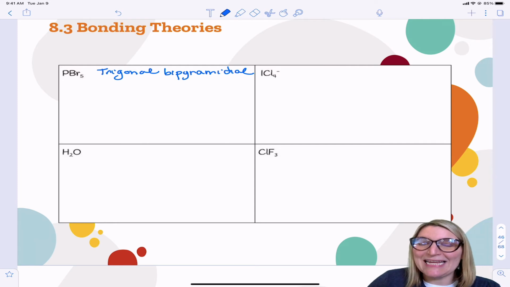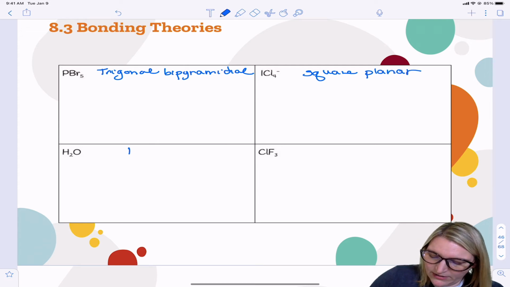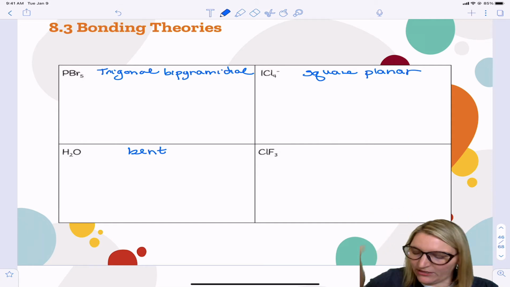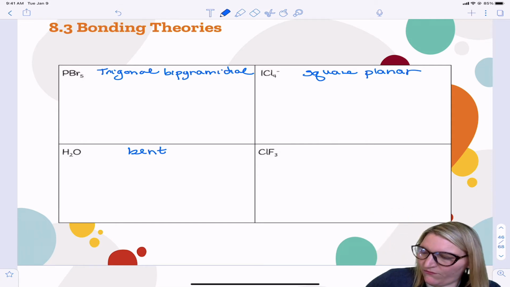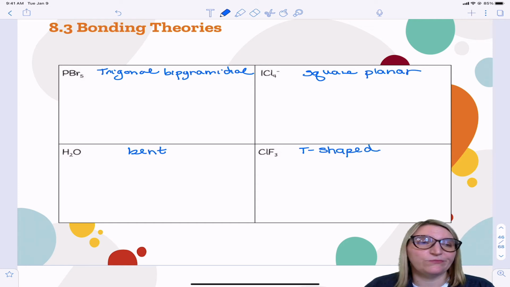ICl4 has 6 electron domains and 2 lone pairs. So he is square planar. Water is bent. It has the exact same structure as that H2S. And ClF3 is T-shaped. So if you got those all set, you're done.